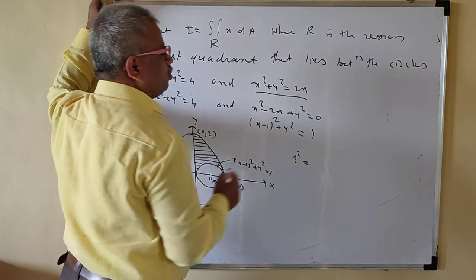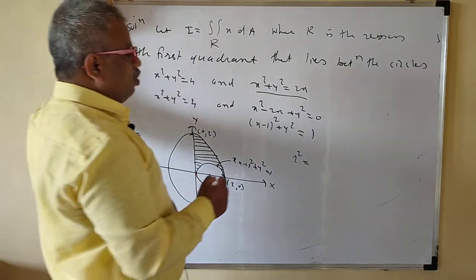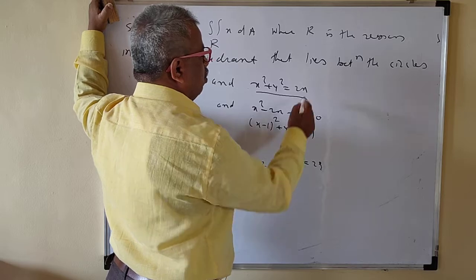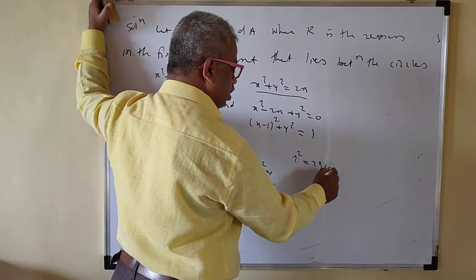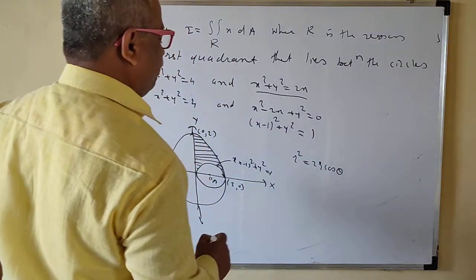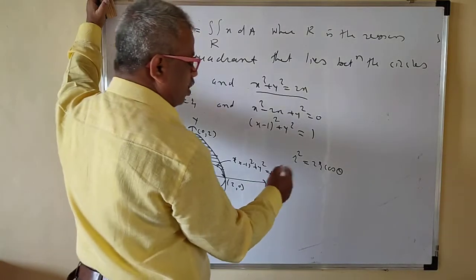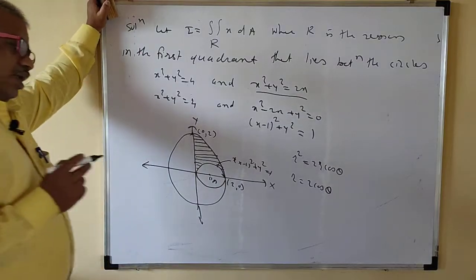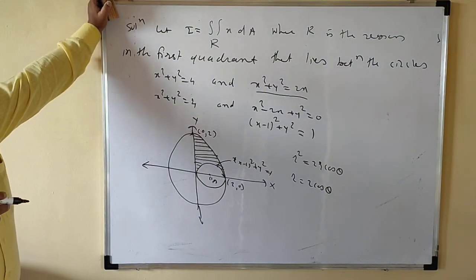R square is equal to 2 r cos theta, since x is cos theta. So r gets cancelled because r is not equal to 0. R is equal to 2 cos theta.